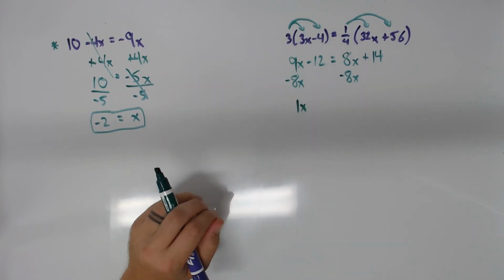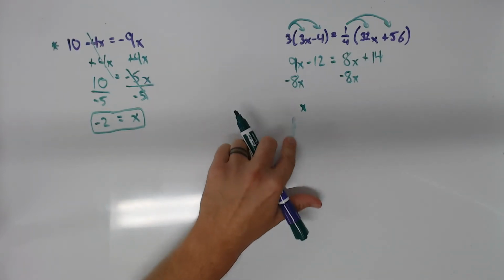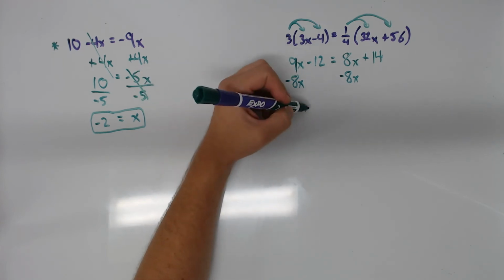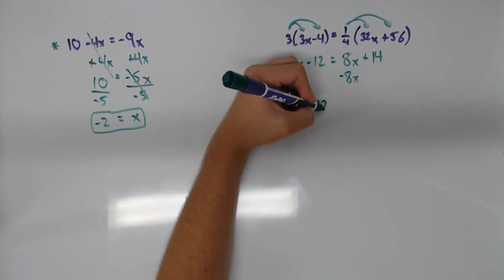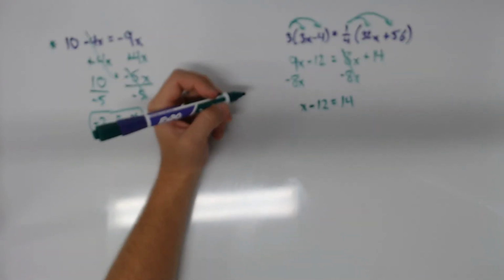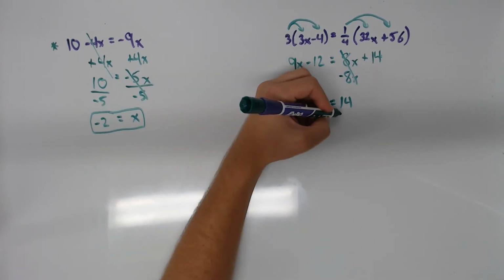So I've got a 1x here, 9 minus 8. 1x can just be written as x though, because what's 1 times anything? Just that number. So we don't really need to leave the 1 there when it's just a 1. That minus 12 is still there, and there's still a 14 on the other side. Now I want to get that 12 away from the x, so I'm going to do plus 12.